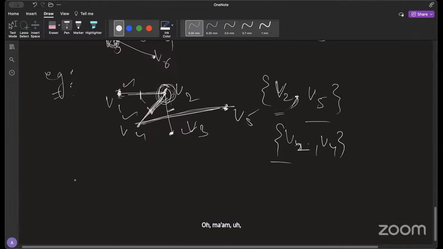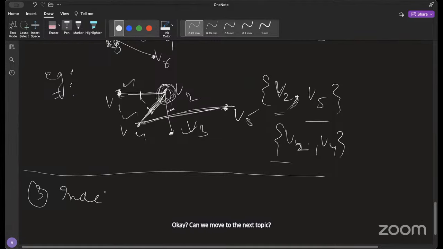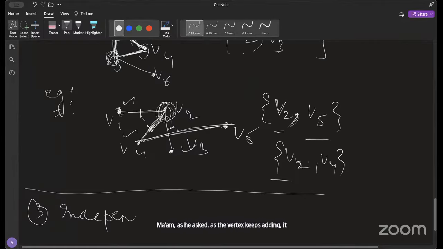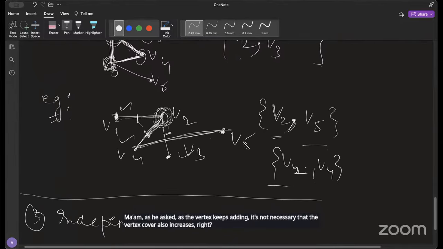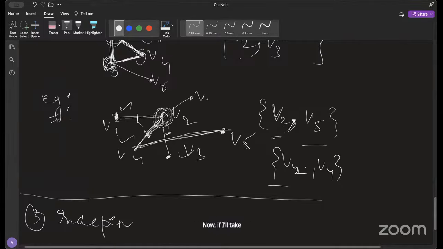Ma'am, if vertices keep increasing, it means this cover also keeps changing, right? As the vertex keeps adding, it's not necessary that the vertex cover also increases, right? It's not necessary. It depends on the graph. Exactly. Now, ma'am, if I take a vertex here, V6, it's not going to change. It might change, it depends on the graph. I just wanted to confirm that. Thank you, ma'am.